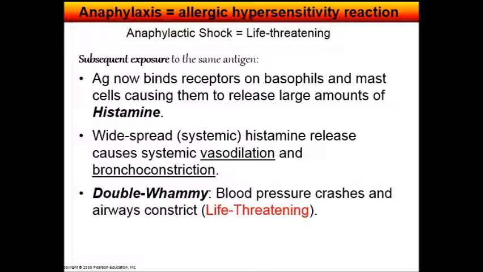Same idea or similar idea for exogenous. Here is a cell. Now this is a wandering macrophage, or it could be a B cell. There are a couple of different types of cells. So let's just call it an APC. APC stands for antigen presenting cell. Now, the body cells are also presenting antigen, but these are special antigen presenting cells.